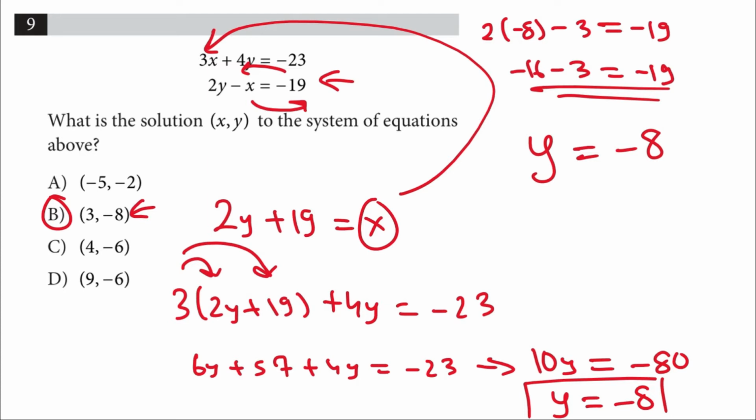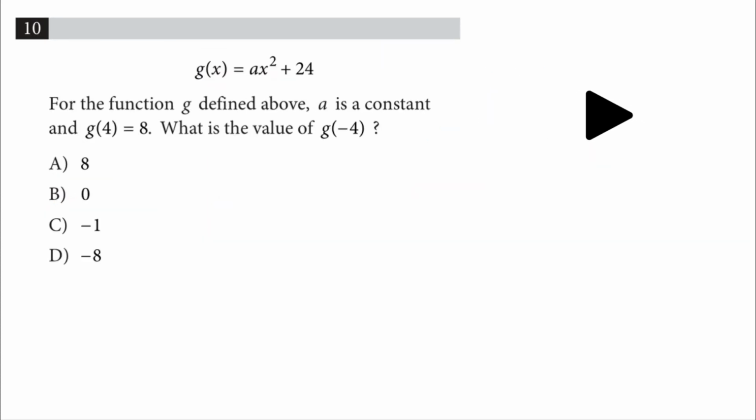Let's move on to the next question. For the function g defined above, a is a constant and g of 4 is equal to 8. What is the value of g of negative 4? Guys, first of all, in order to understand what the value of g of negative 4 is, we need to find the unknown, which is a.